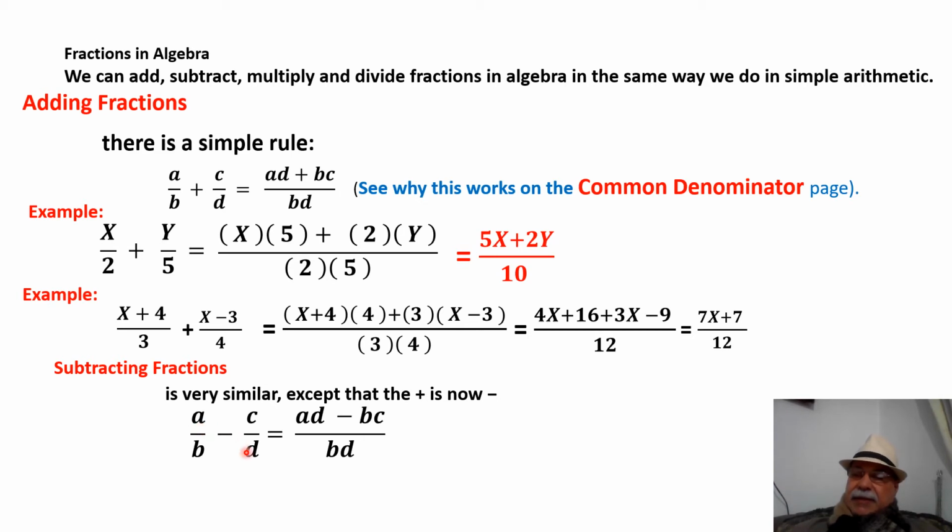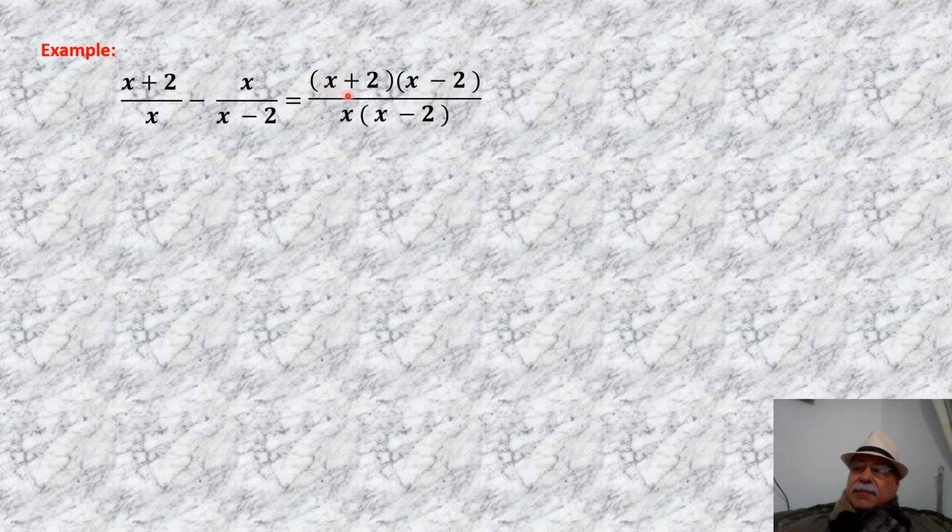We get a d minus b c over b d. Example for that: x plus 2 over x minus x over x minus 2. We also multiply both together, numerator by denominator, in order to obtain the result. This times this and this times this, over this times this.